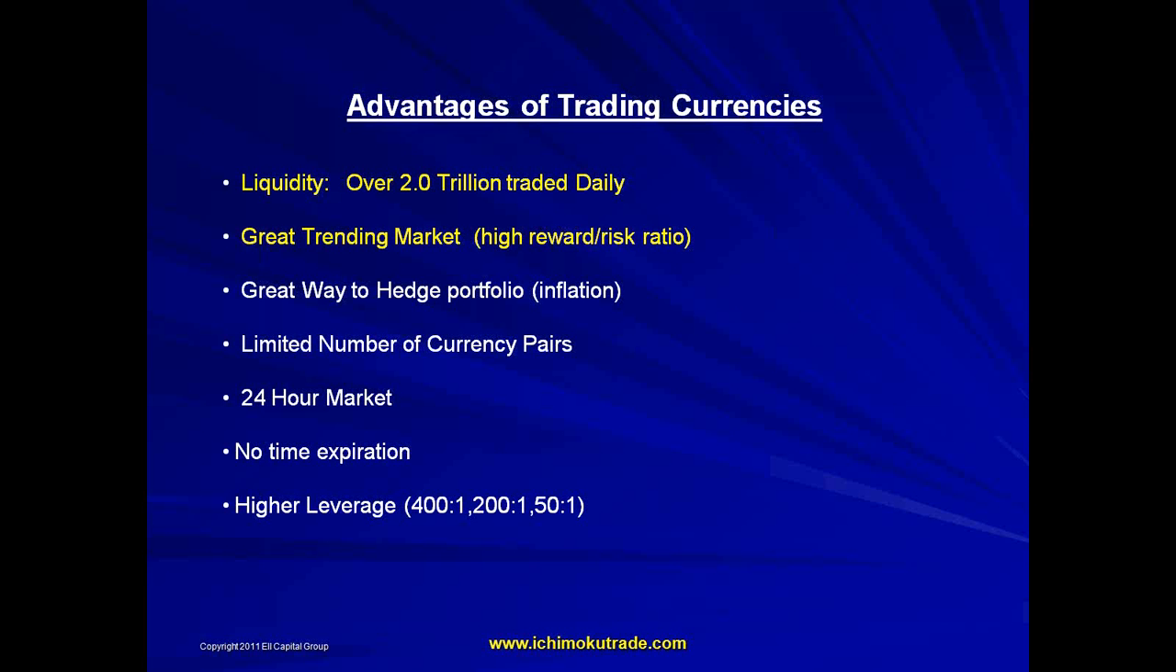Okay? The second great advantage of the currency market is that it is the best trending market out there. Now, what do I mean by trending? There are three types of markets, which are the ways the markets can go. Either they go up in a continuous fashion, like this, or they go down in a continuous fashion, or they just go sideways. You really don't want to trade a sideways market at all. That's where you're going to lose the most money.